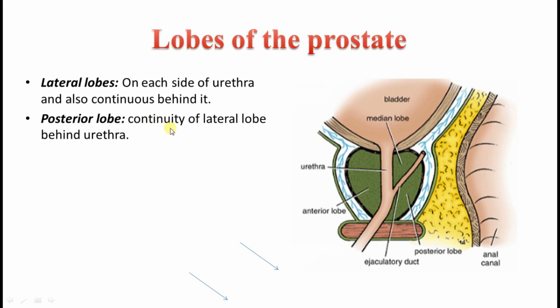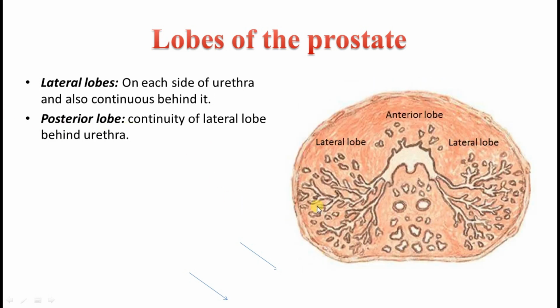So continuation of the lateral lobes behind the urethra at a deeper plane. Only superficially both the lateral lobes are separated by a groove or septum, but the septum does not continue into the internal aspect. So both the lateral lobes are connected by what is called the posterior lobe. So you are able to see the urethra or the urethral crest, two lateral lobes, and the continuity of the lateral lobe is the posterior lobe.